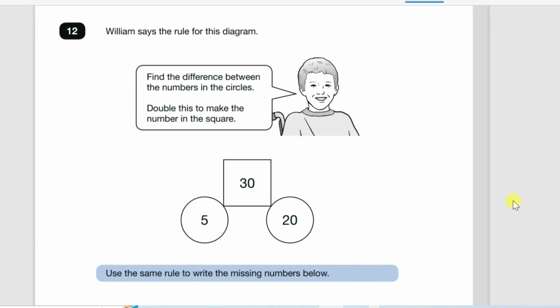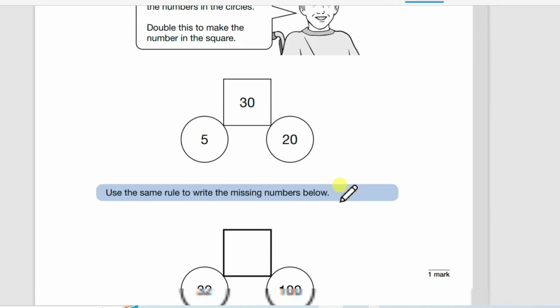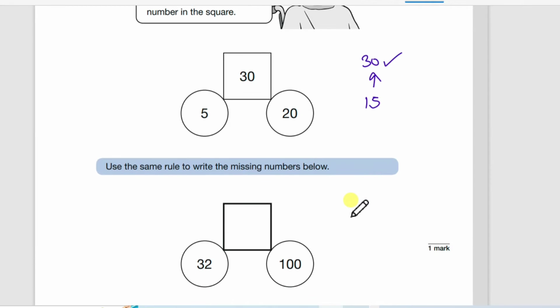Okay, so William says the rule for this diagram: find the difference between the numbers in the circles. Double this to make the number in the square. So find the difference and then double it to get the number in the square. What that means is you do 20 take away 5, which is 15, and you double it to get 30. Okay, cool, makes sense. Use the same rule to write the missing numbers below.